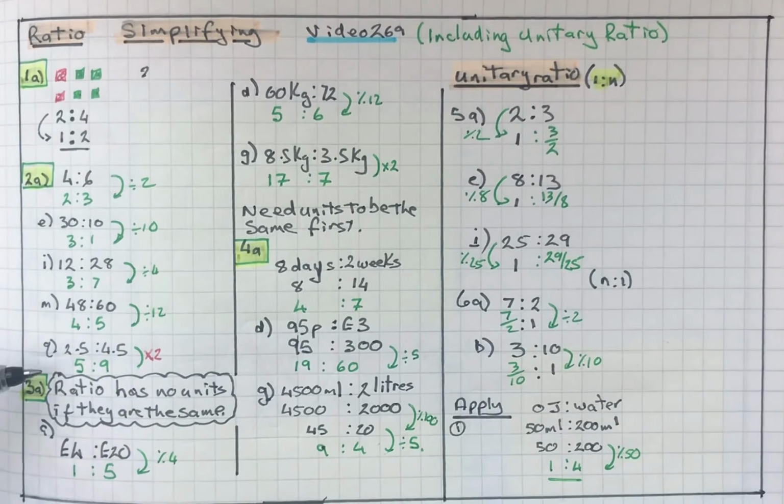What happens if I've got a decimal, 2.5 and 4.5? The idea is I double both the numbers. If I double both the numbers, I get 5 to 9. And again, that's it in its simplest form.